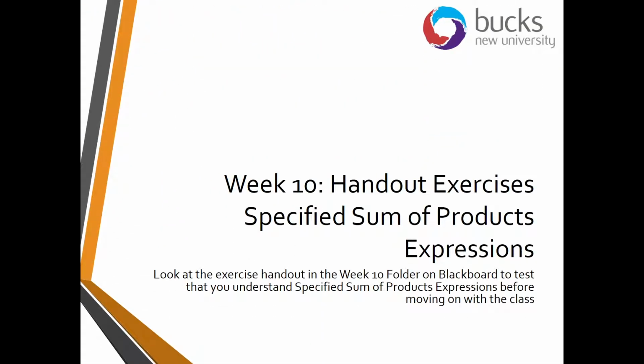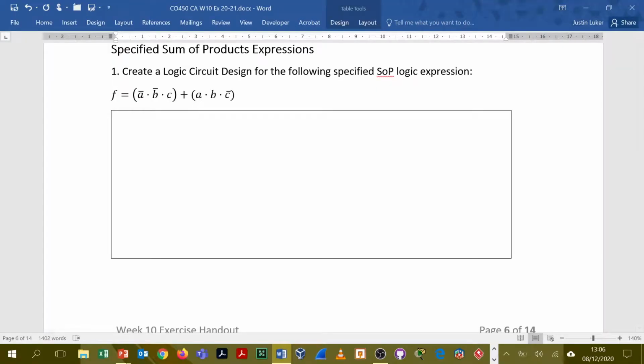So in the handout, we've got some exercises for this specified sum of products expressions. So let's go to the handout. So here we are back in the handout now. We've got to create a logic circuit design for the following specified logic expression. So we have f equals not A and not B and C, or A and B and not C there. So let's do that one.